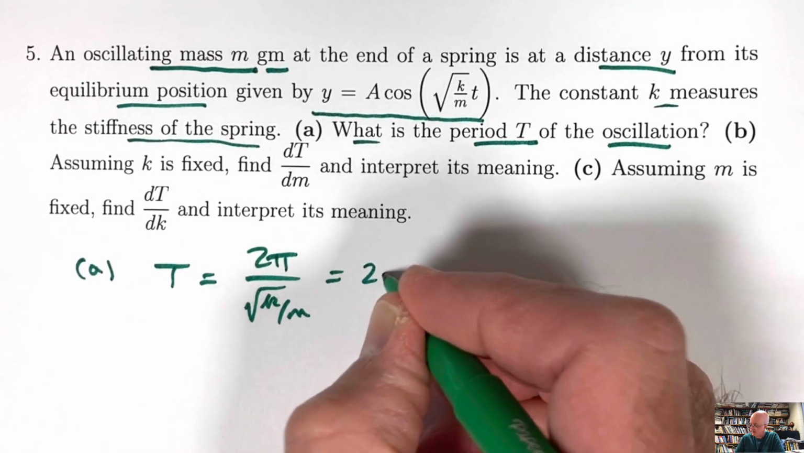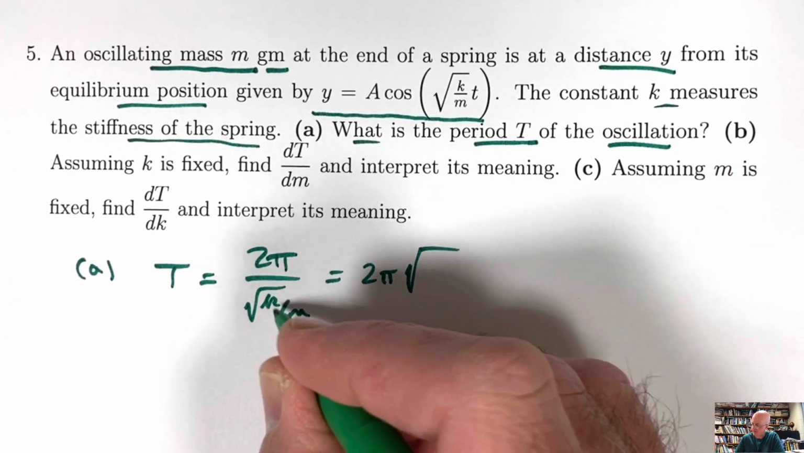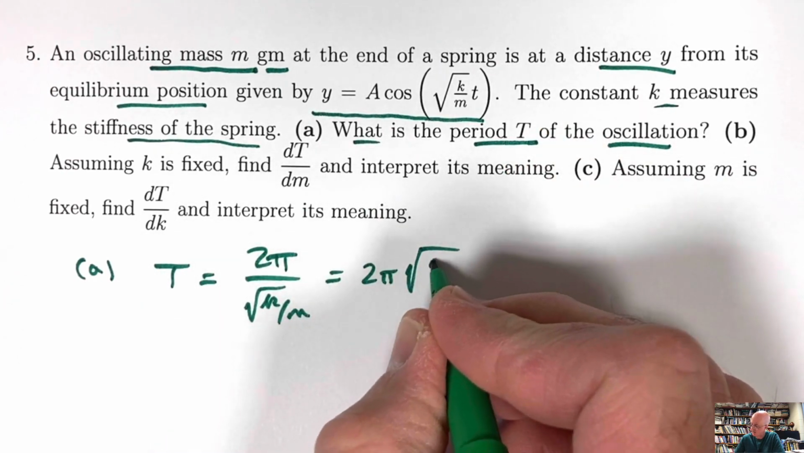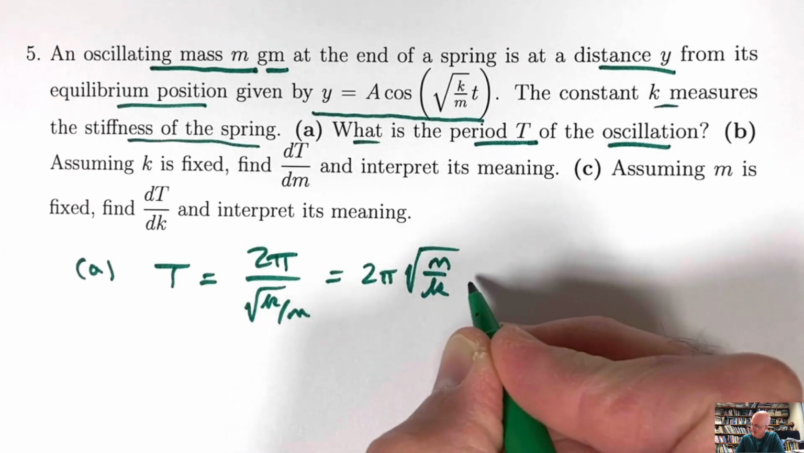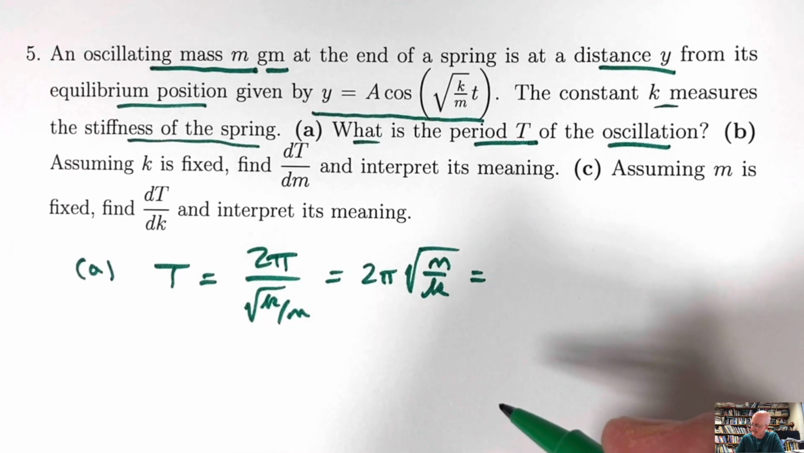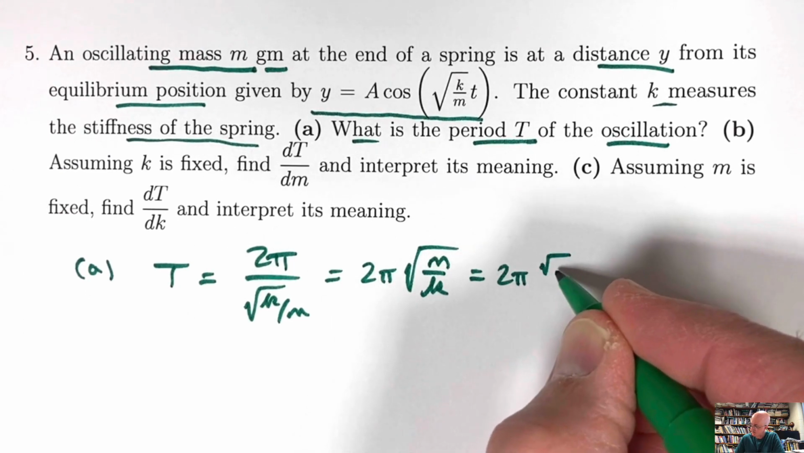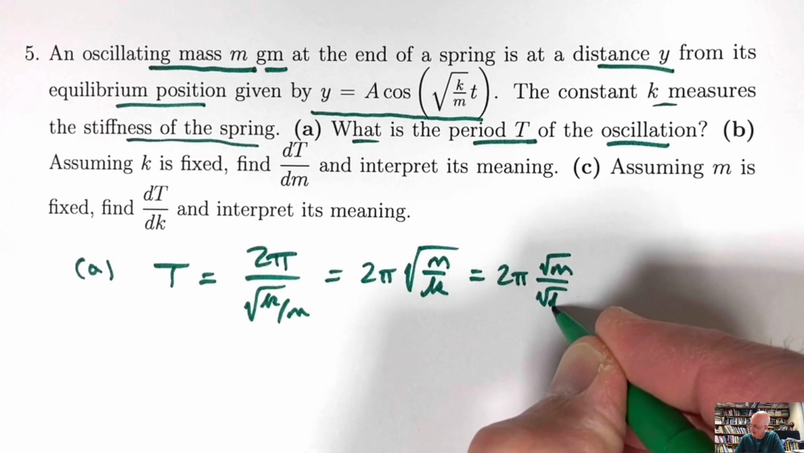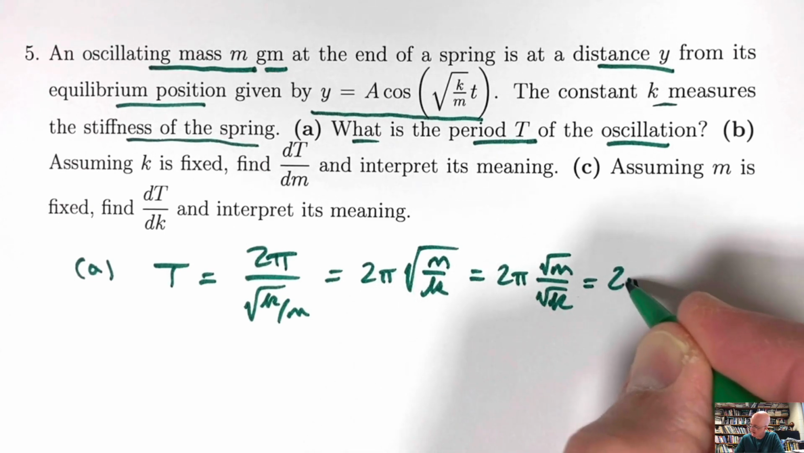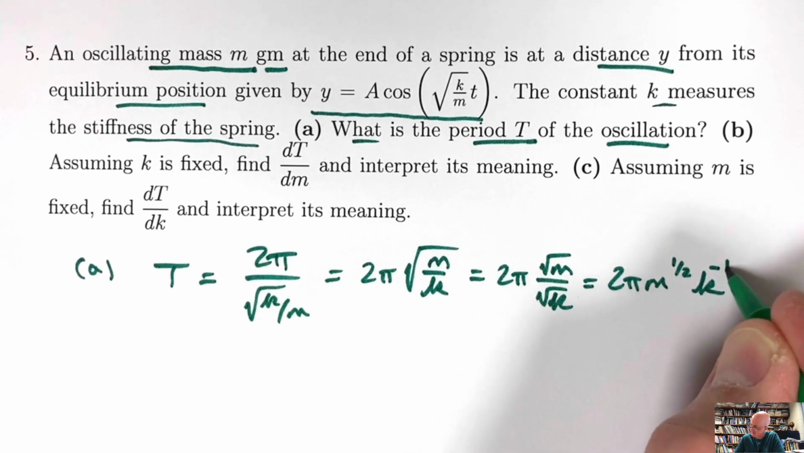It's not the only way to write the answer. You could also bring the 2 pi in front and take the square root of the reciprocal of the fraction in the bottom, square root of m over k. And maybe for the purposes of taking derivatives, as we will need to do here in parts B and C, maybe it'd be best to write this as well. First, 2 pi square root of m over square root of k, and then realize that's the same as 2 pi times m to the 1/2 power times k to the negative 1/2 power.